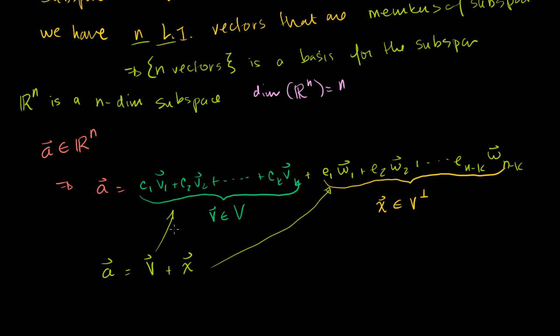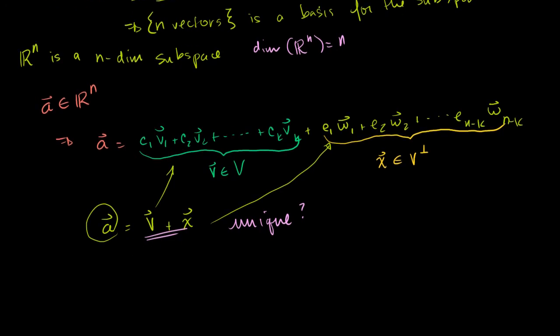You give me a subspace, and then we can figure out its orthogonal complement. Any other vector in Rn can be represented as a combination or a sum of some vector in our subspace and some vector in its orthogonal complement. Now, the next question you might be asking is, is this representation unique? Is this unique right here, this representation?